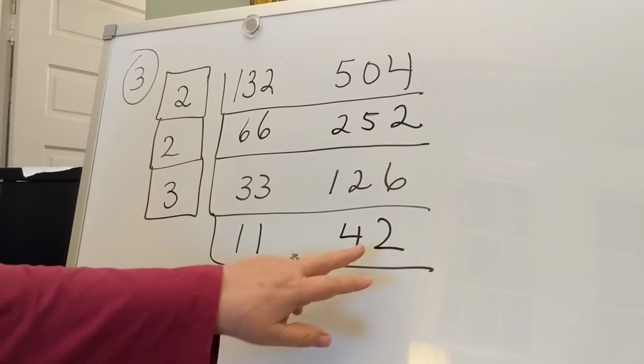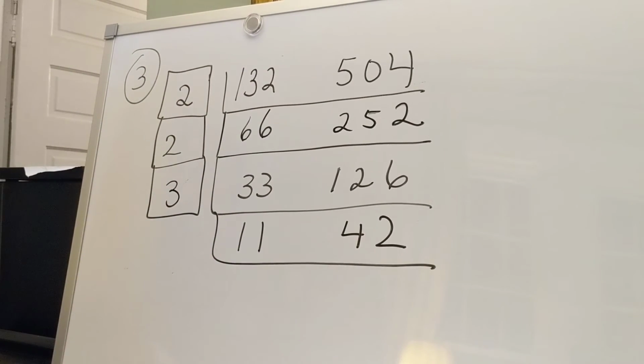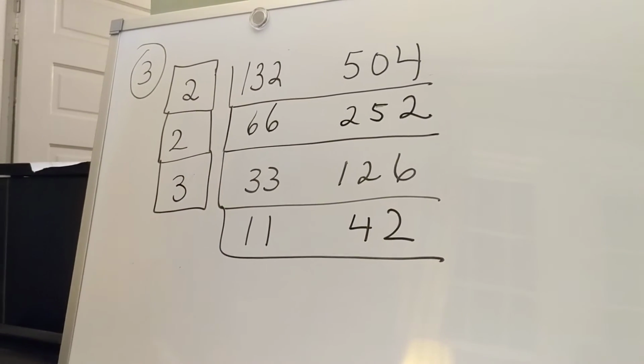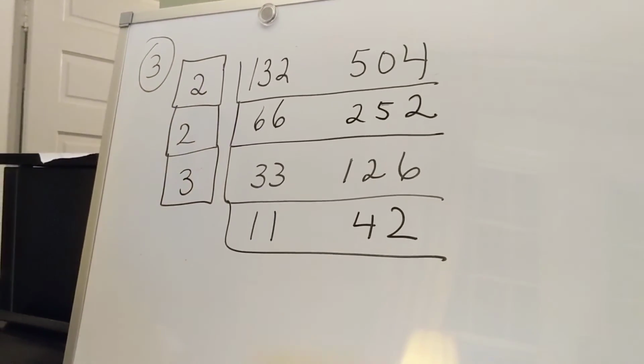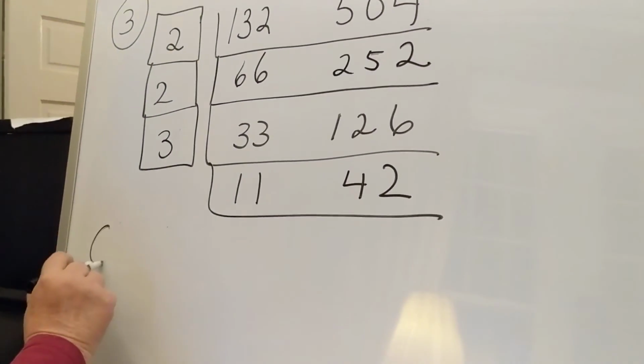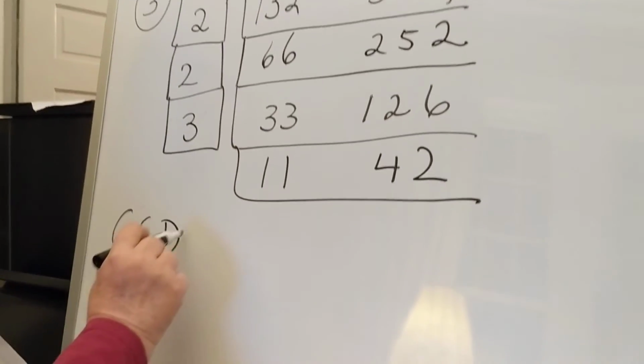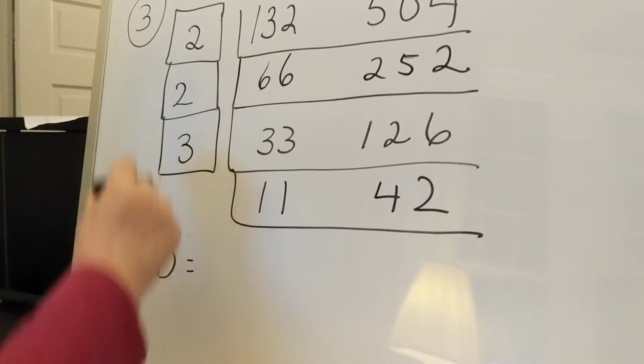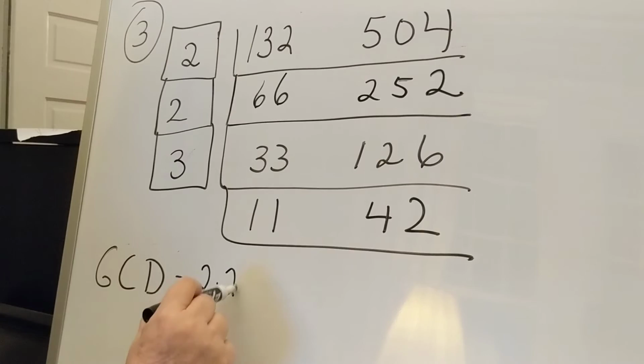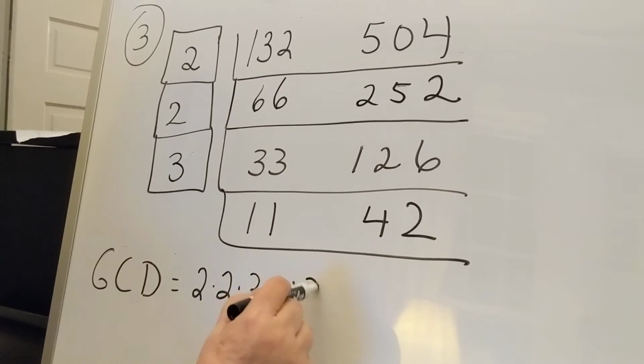Now, unless 42 is divisible by 11, because that's the only thing that will divide 11, we're through. So our greatest common divisor is the product of all these divisors in this column. 2 times 2 times 3, which is 12.